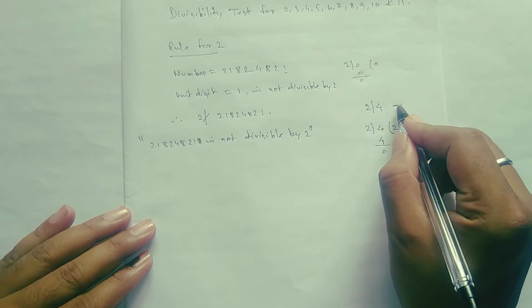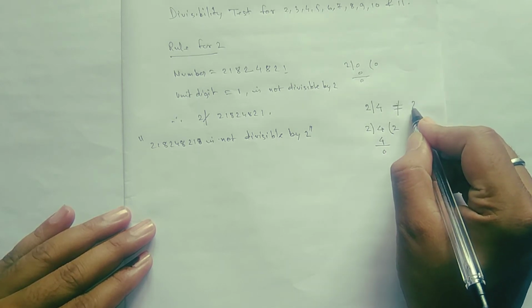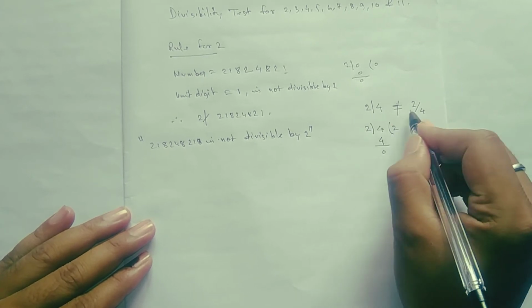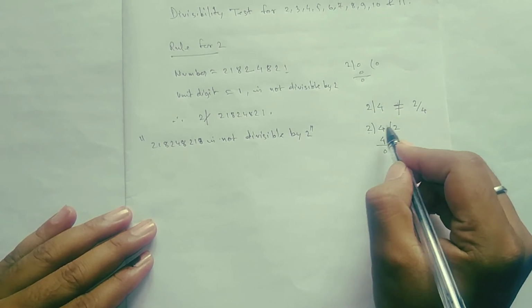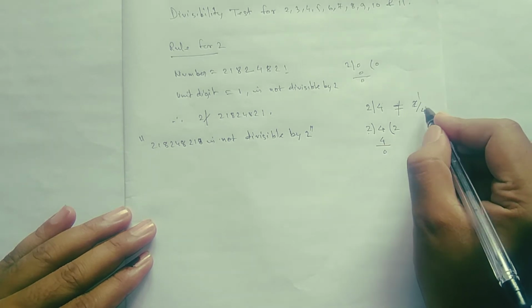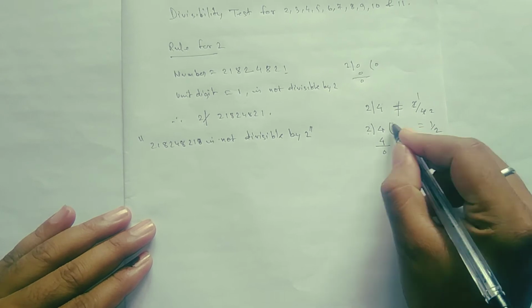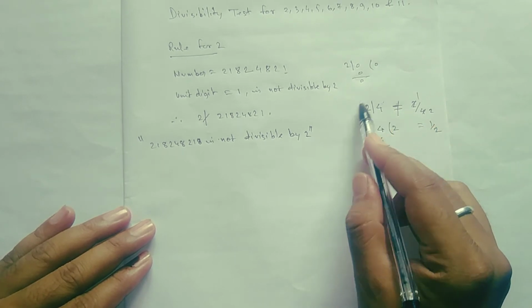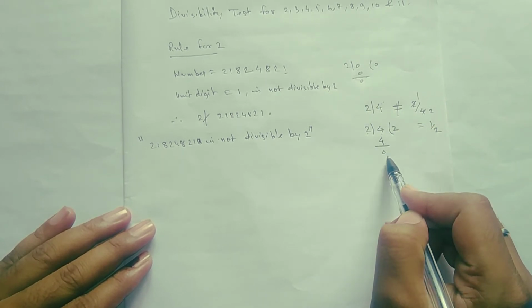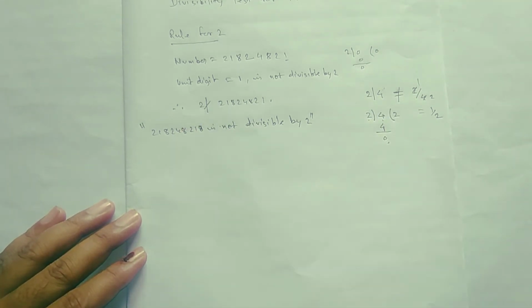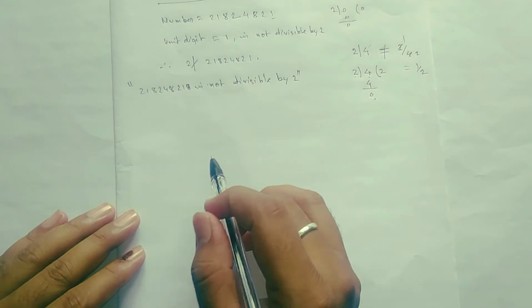Please do not mix this with 2/4. This is not the same thing. This means one thing, and 1/2 means another. So both are different things. Please do not mix them. This symbol means that the remainder is 0. Okay, this notation you are going to use. It will help us in this case.